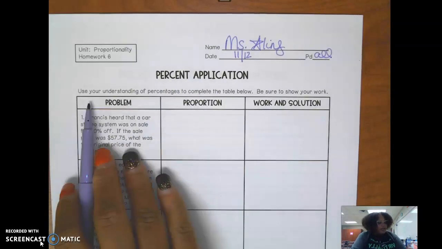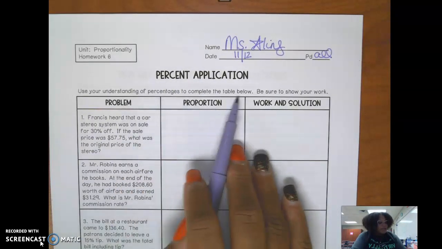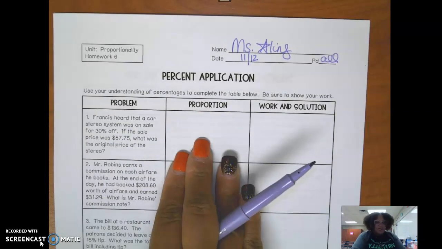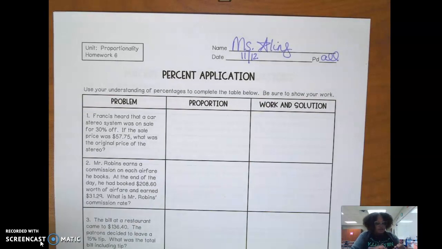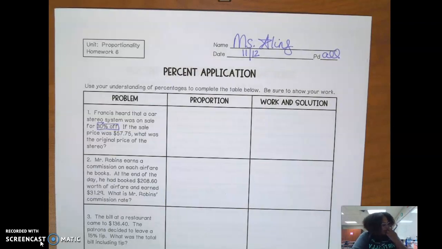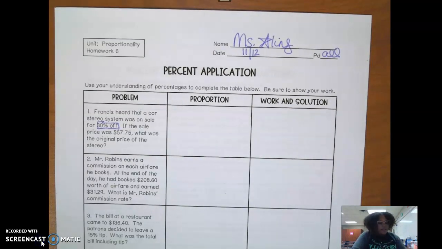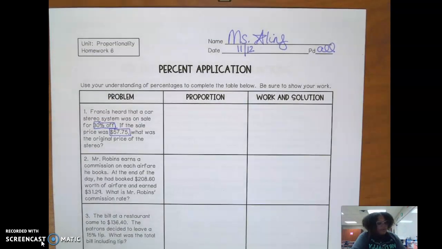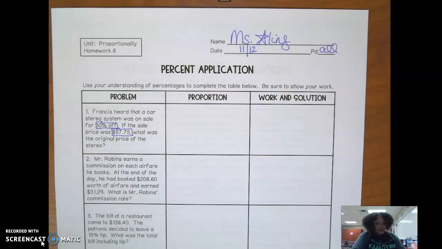Percent application. Use your understanding of percentages to complete the table below. Be sure to show your work. So I'm going to demonstrate how to show my work, and then this is my work and my solution. Question number 1 says, Francis heard that a car stereo system was on sale for 30% off. Put a box around 30% off. If the sale price was $57.75, what was the original price of the stereo?